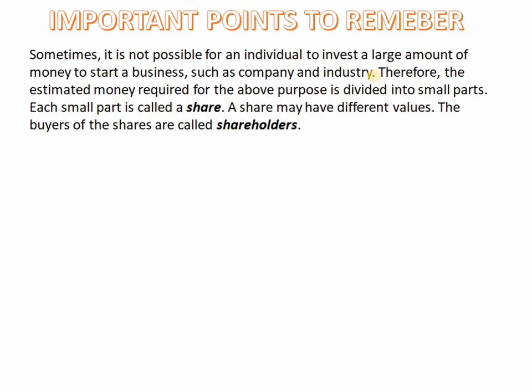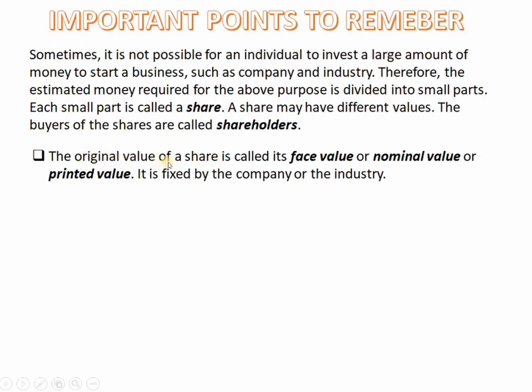Let's say if you want to establish a company, it needs, let's say, 100 crores rupees. Obviously it is not possible for you to spend that much money. So what you do is you divide that 100 crores into small parts. Those small parts are called shares. A share may have different values. The buyers of the shares are called shareholders. I hope this much is clear to you.